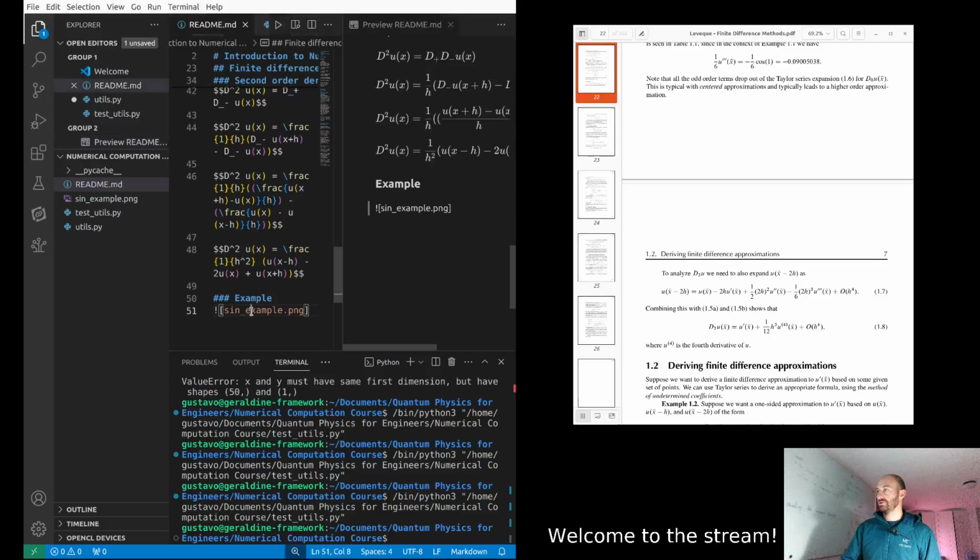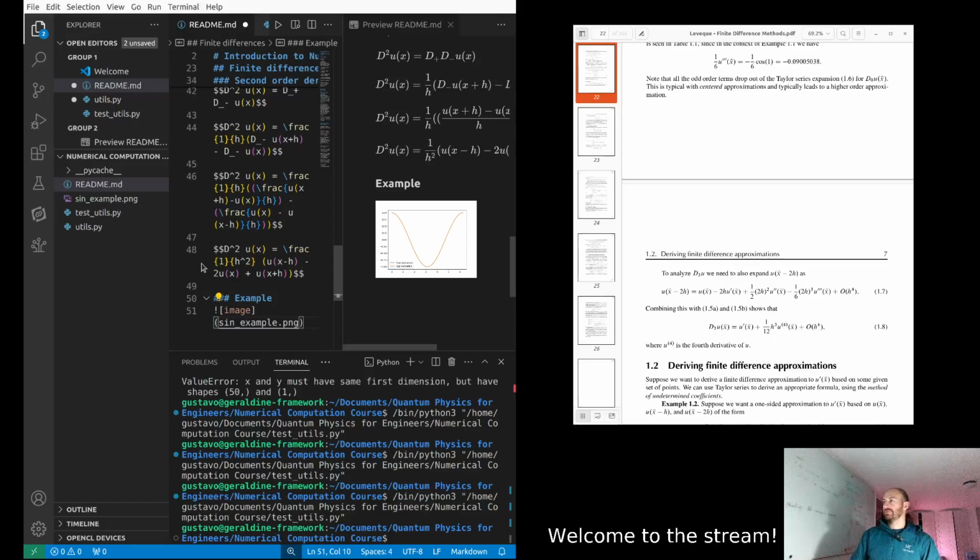Oh, this did not work. So how do we put a markdown image? I think it's easier. I just forgot. Oh yeah, okay. We have to put here, sorry, parentheses, I go image. There we go.